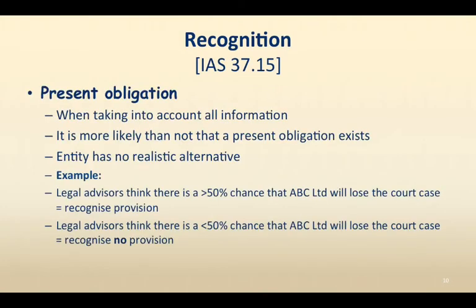Now, looking at each of these, for a present obligation you have to take into account all the information, and it is more likely than not that a present obligation exists. An entity has no realistic alternative but to settle. An example is the legal advisors think that there is a 50% chance that ABC will lose the court case. If there is a more than 50% chance, then you recognize a provision. If the legal advisors think there is a less than 50% chance that ABC will lose the court case, you recognize no provision because it's not more likely than not that a present obligation exists.